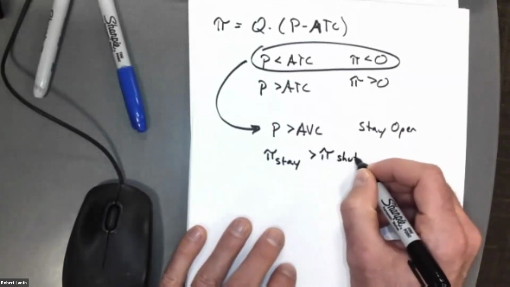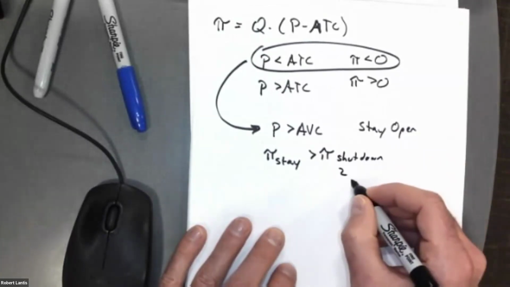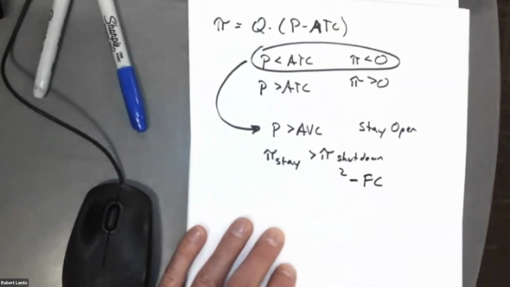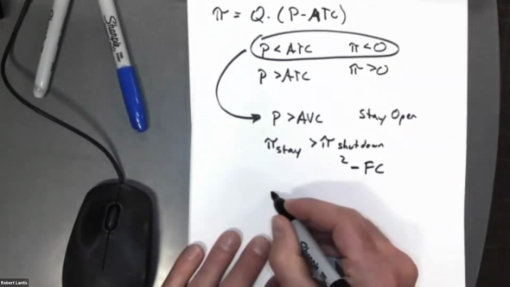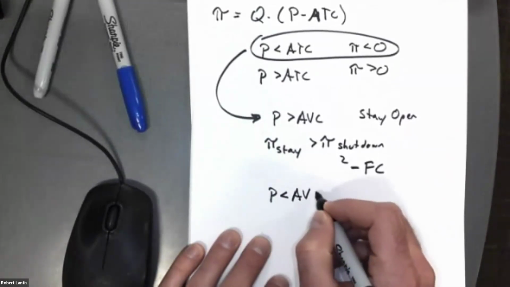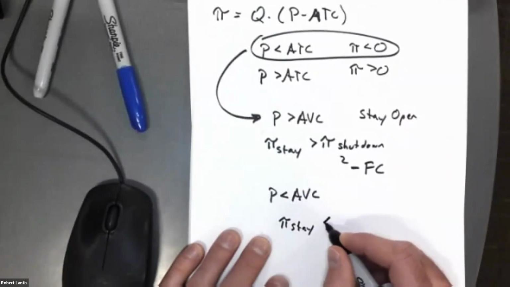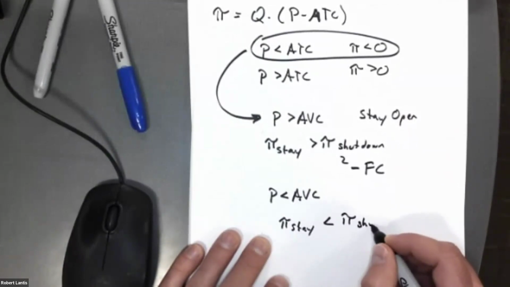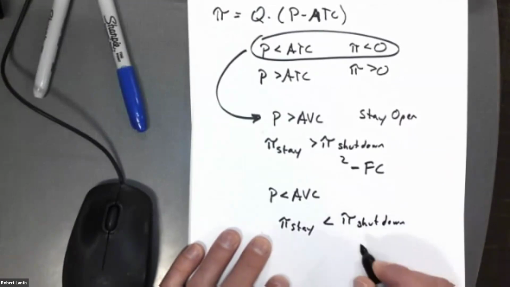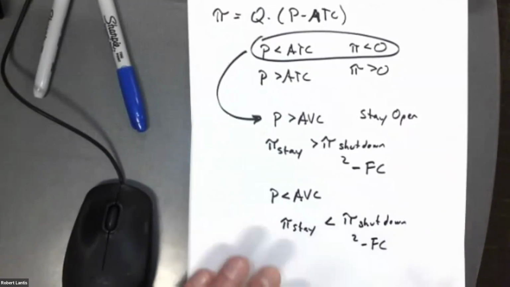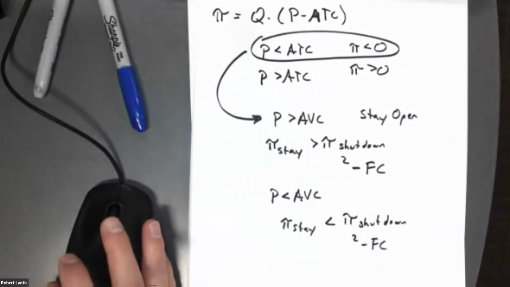And what were our profits if we shut down? Remember, that would just be negative whatever our fixed costs are. If price ever falls below average variable costs, there our profits from staying open should now be less than the profits if we simply shut down, right? And we'd actually be better just paying our fixed costs and leaving that market.